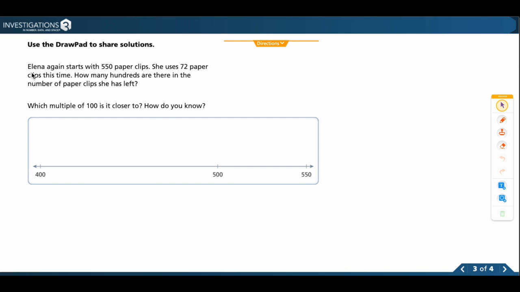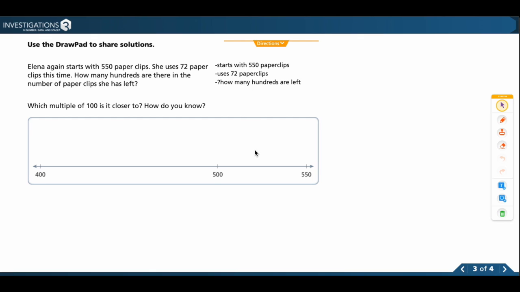So it says Elena again starts with 550 paper clips. She uses 72 paper clips this time. How many hundreds are there in the number of paper clips she has left? So it says that Elena starts again with 550 paper clips. Then she uses 72 paper clips. And it asks us how many hundreds are left. So it's just asking us to estimate.